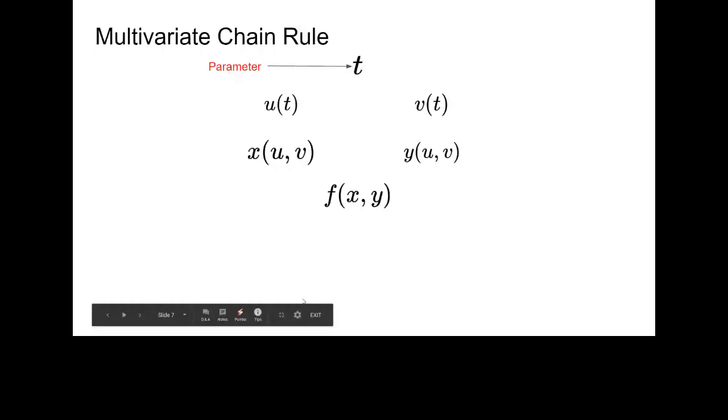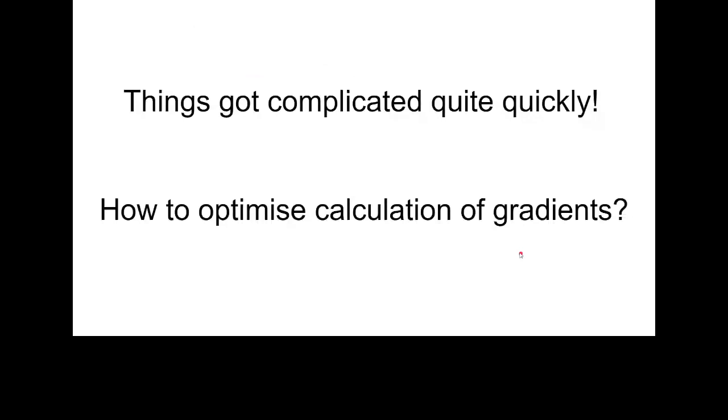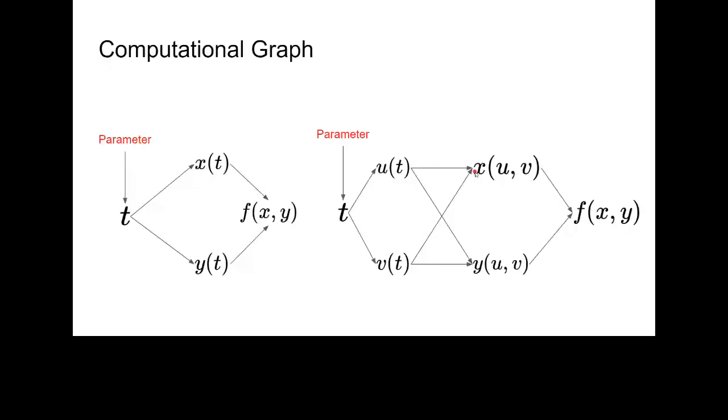optimally? The answer lies in another way of visualizing the same model. We visualize it in a more structured manner using something known as a computational graph. A computational graph is basically a more structured and more sensible way of looking at a model. I have a parameter t, and I use it to find x of t and y of t, and then I use x and y to form f of x, y.